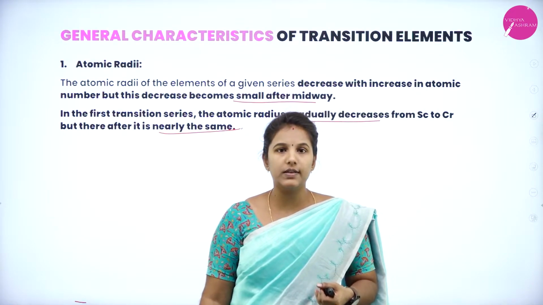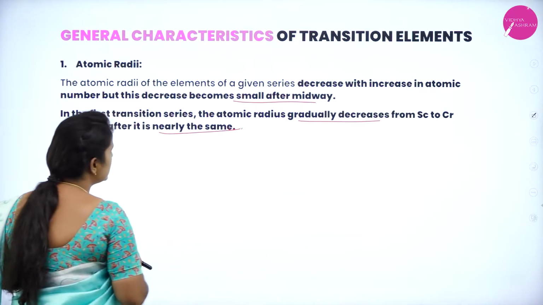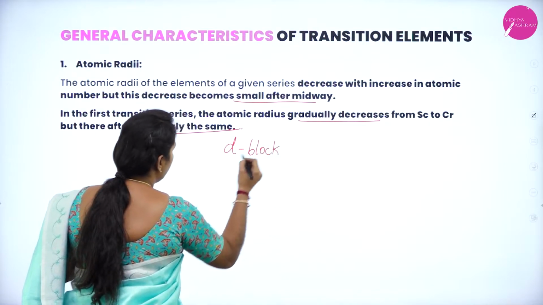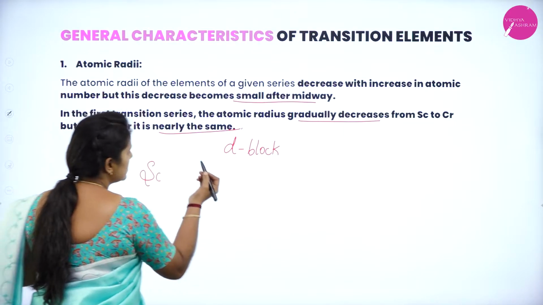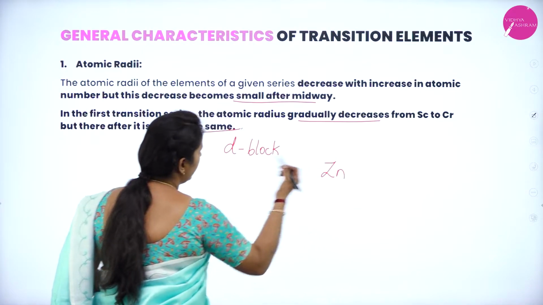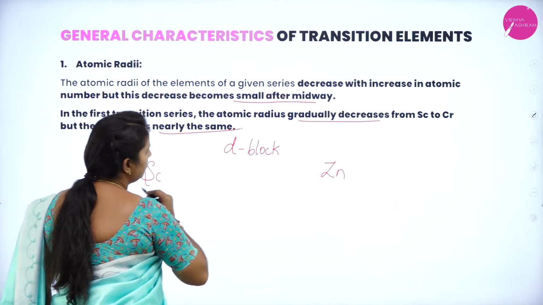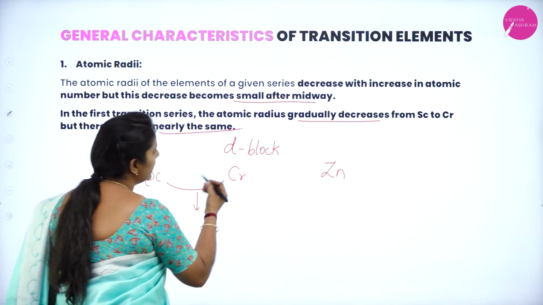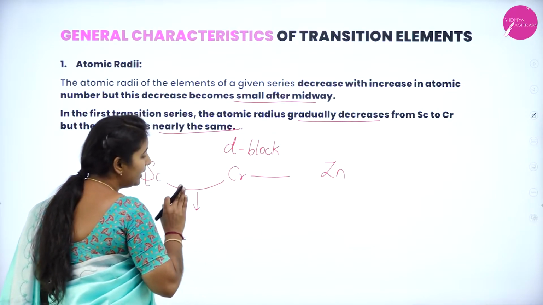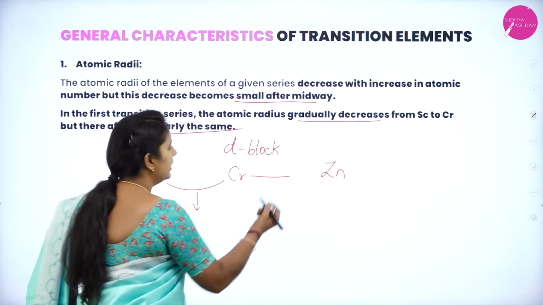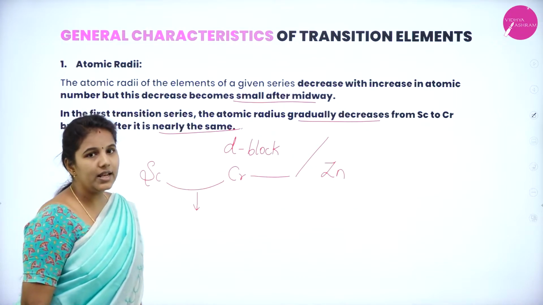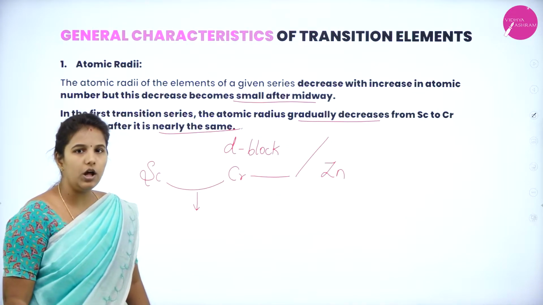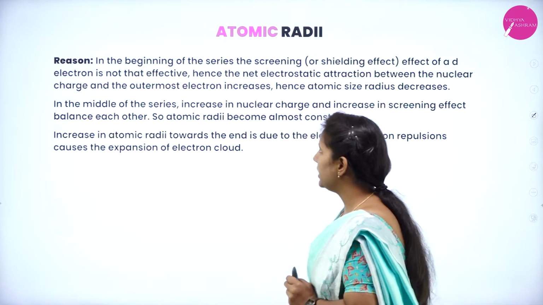As I have told you once again, remember we have discussed this in the D block element. As we move from scandium to zinc, especially from scandium to chromium, the atomic radii will start decreasing. Thereafter, it shows nearly the same atomic radii. Then afterwards, there will be a sudden increase in the atomic radii observed in the D block elements. We will see what is the reason for that.